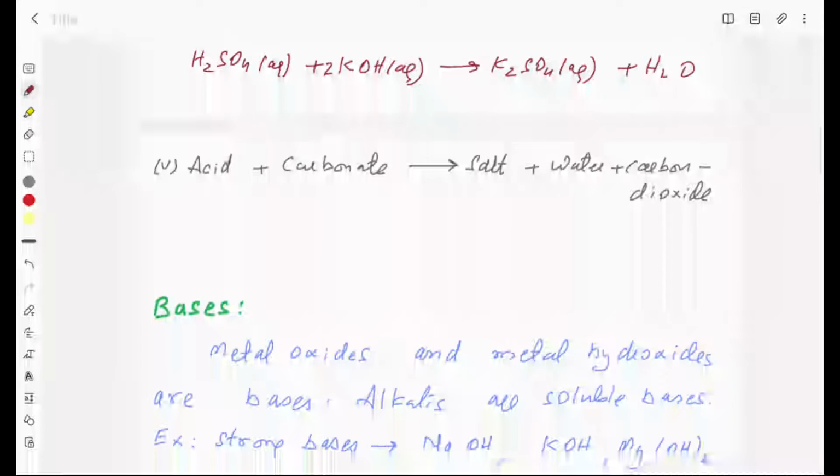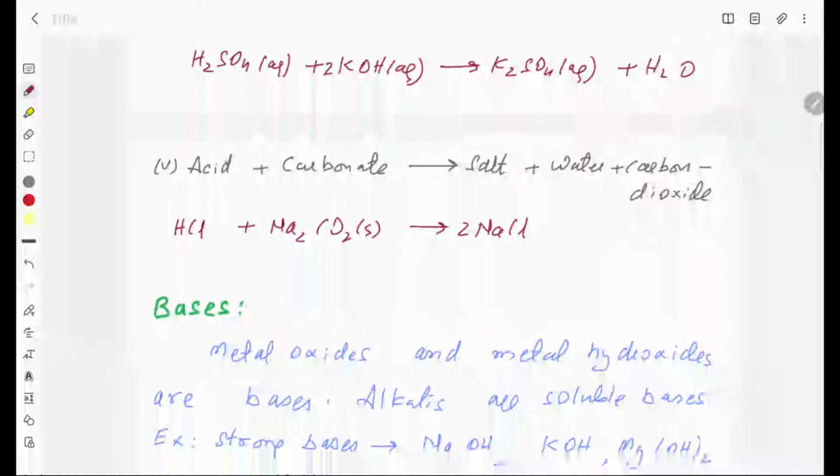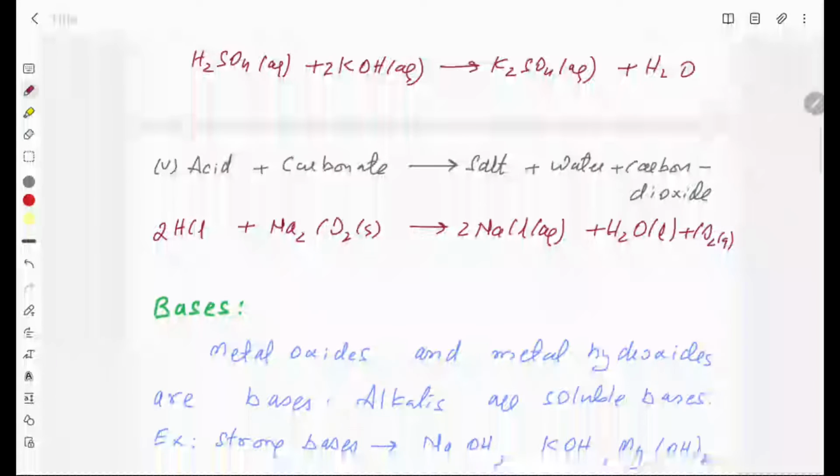Acids react with all carbonates to give you salt, water and carbon dioxide. It's a characteristic reaction, very important. I can take the example of HCl reacting with sodium carbonate. Carbonates are weak bases, to give you salt, water and carbon dioxide. You have to balance it, to write 2 over here and 2 over here.